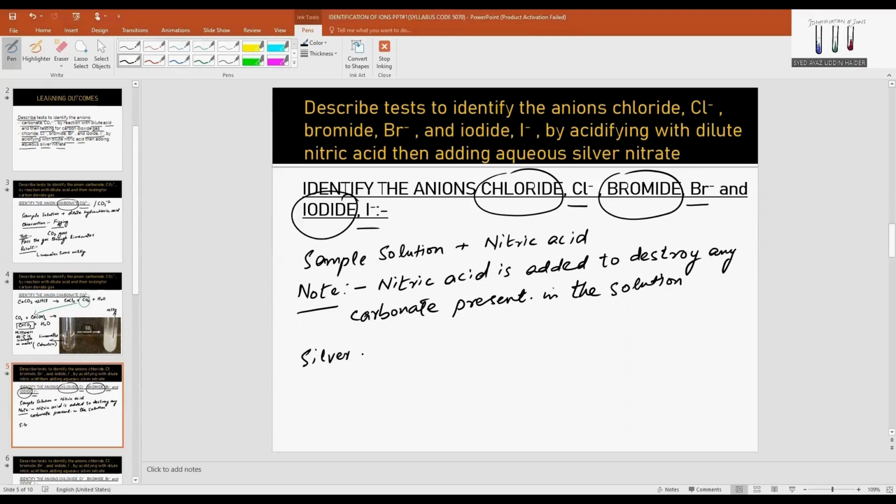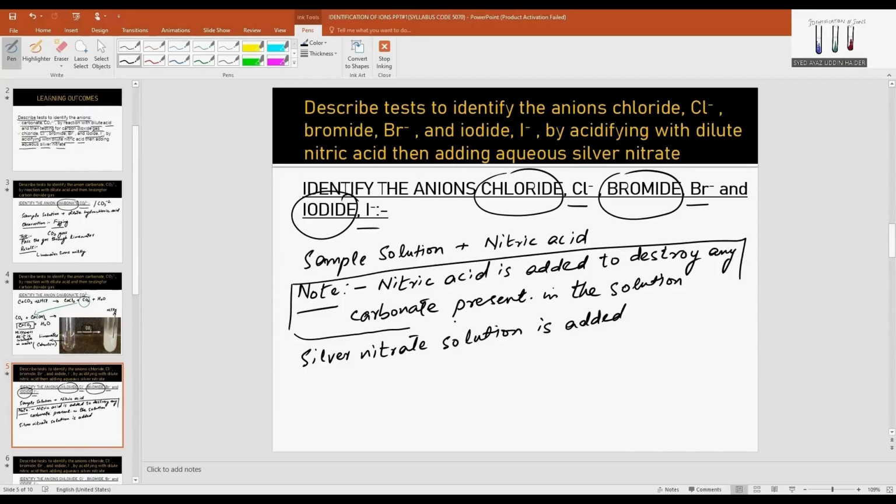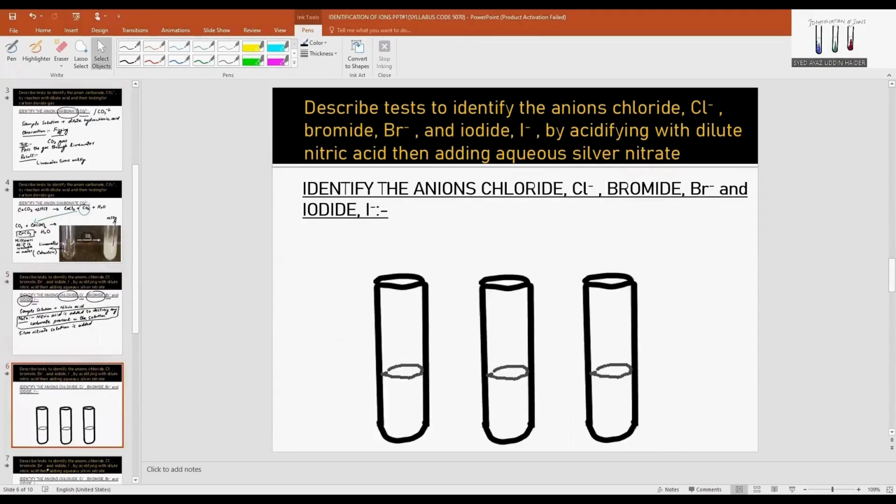Silver nitrate solution is added. If chloride ion is present, then it will give a white precipitate like this. This one shows chloride ion, Cl-. You see it's a white precipitate, there's no color.